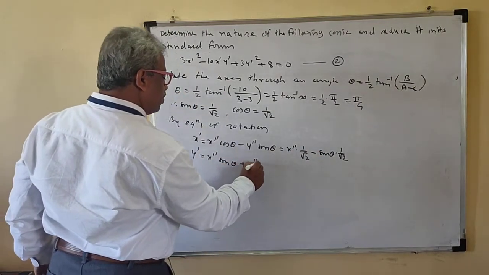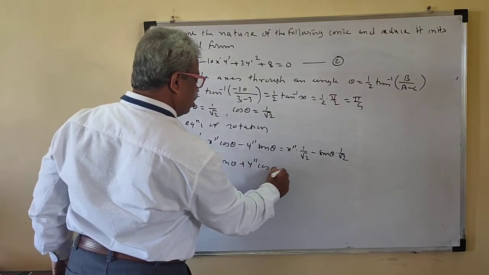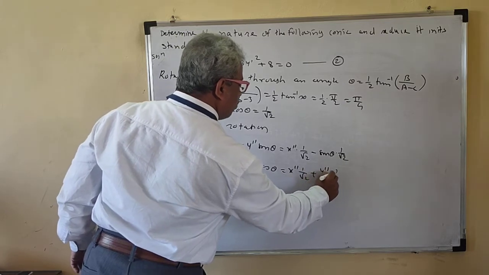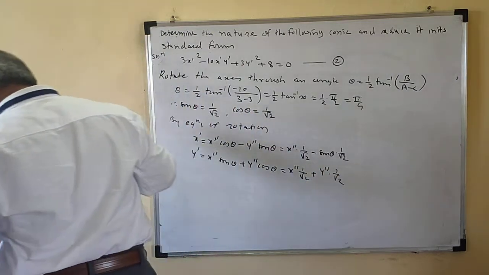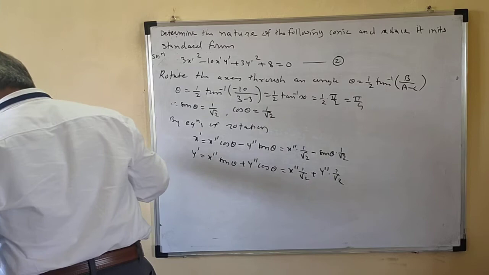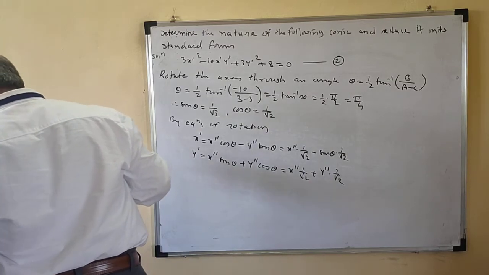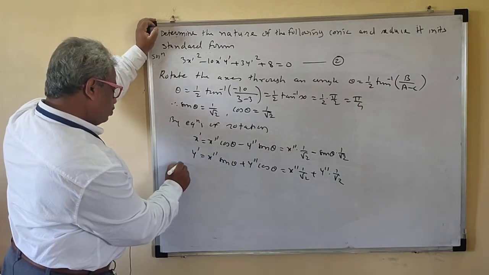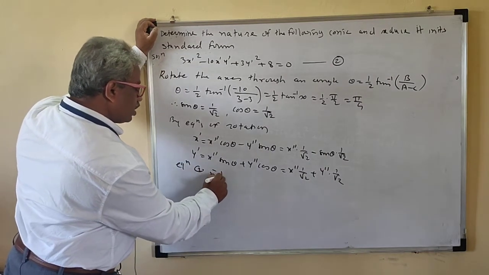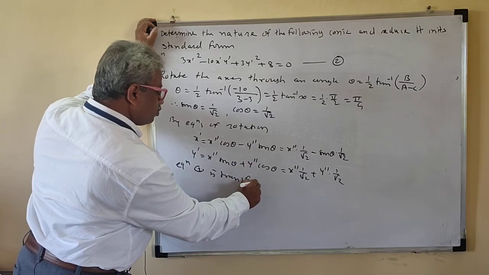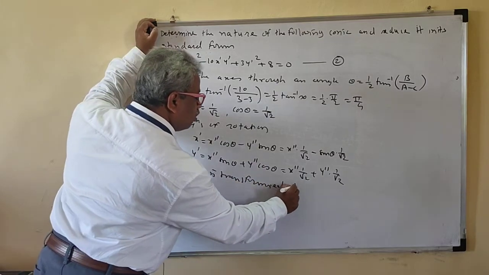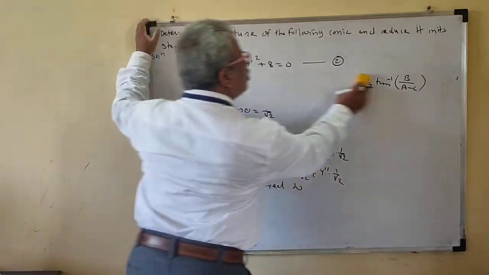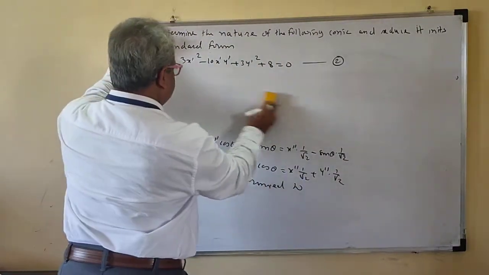Plus y double prime cos theta. So x double prime 1 by root 2 plus y double prime 1 by root 2. Okay, so equation 2 is transformed. We'll transform equation 2 now. I rewrite this.